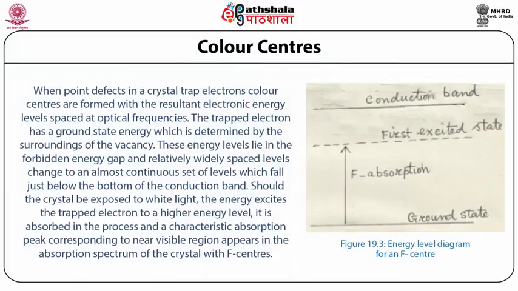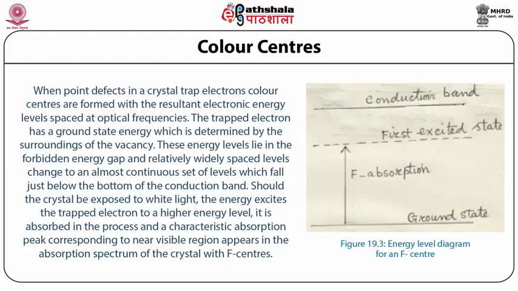When point defects in a crystal trap electrons, color centers are formed with the resultant electronic energy levels spaced at optical frequencies. The trapped electron has a ground state energy which is determined by the surroundings of the vacancy. These energy levels lie in the forbidden energy gap, and relatively widely spaced levels change to an almost continuous set of levels which fall just below the bottom of the conduction band.